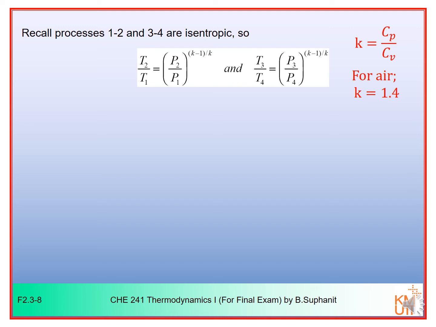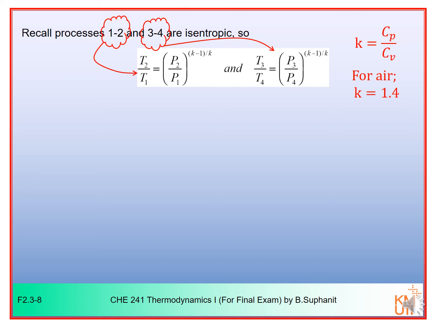For process 1-2, we will have T2 over T1 equal to P2 over P1 to the power of (k minus 1) over k. Similarly, for process 3-4, we will have T3 over T4 equal to P3 over P4 to the power of (k minus 1) over k.